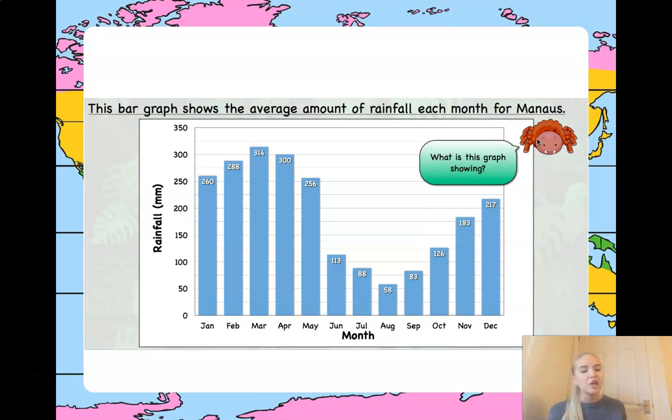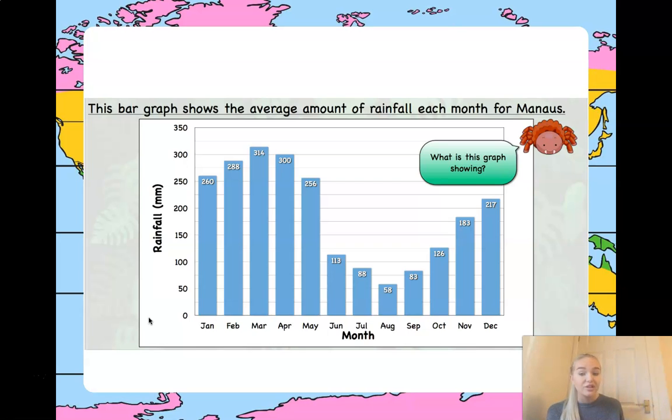Now this one here shows a bar graph. This bar graph shows the average amount of rainfall each month for Manaus too. So it shows how much rain in millimetres each month gets. So I want you to pause the video and have a good look at this graph and think, what is this graph showing? Pause the video here and have a think, please.